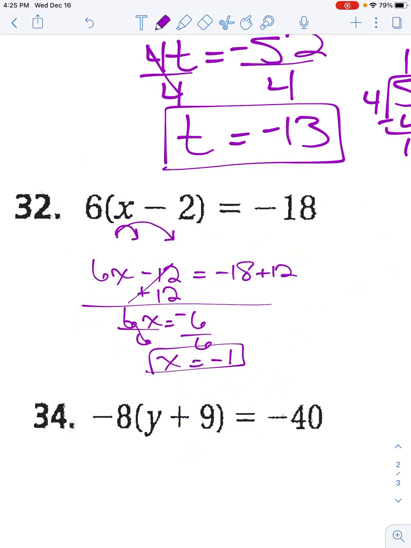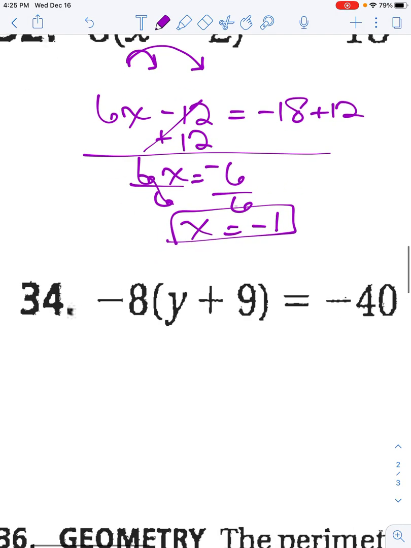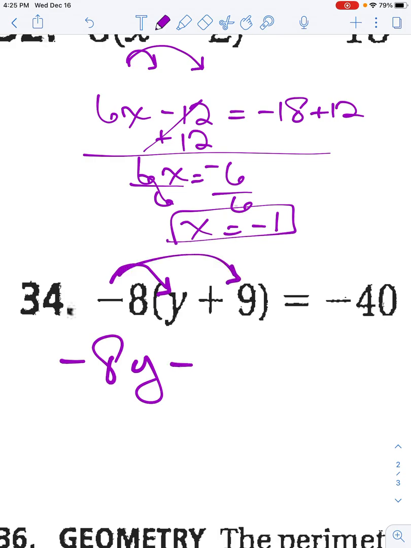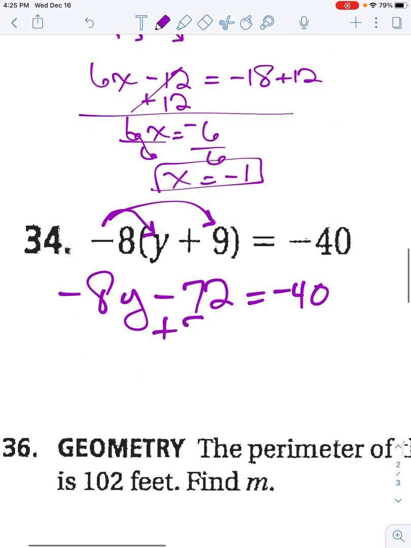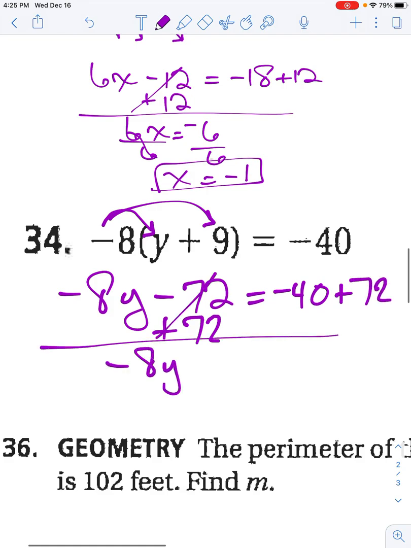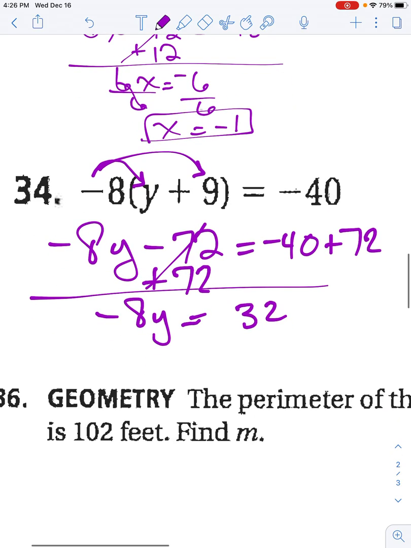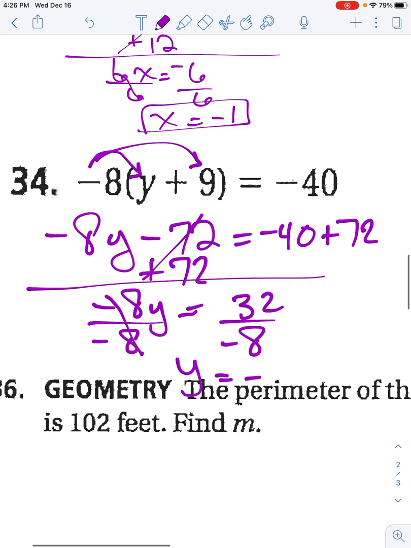Go ahead and try the next one. Pause, unpause when you're ready to check. You should have distributed a negative 8 to the y to get a negative 8y, a negative 8 to the 9 to get a negative 72 equals negative 40. That's a two-step equation. Do the inverse. You're going to undo addition and subtraction first. Different signs. The difference is 32. There's more positive, so it's a positive 32. And then we're going to do the inverse and divide by a negative 8. So y is a negative 4.